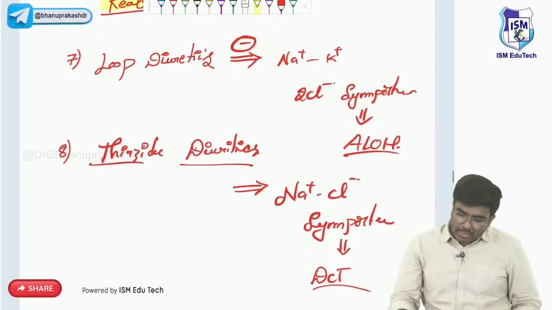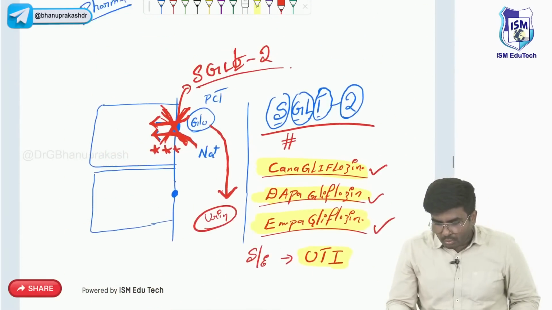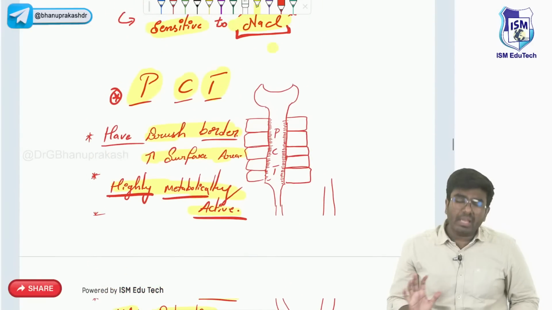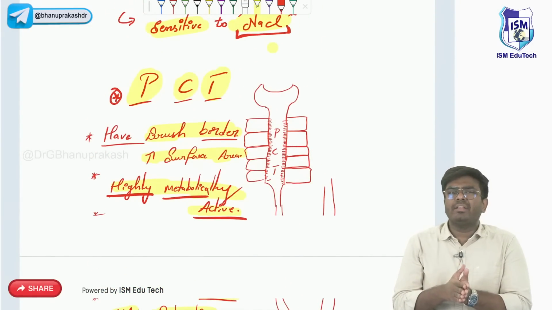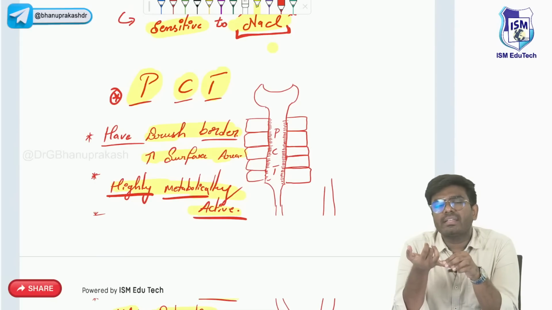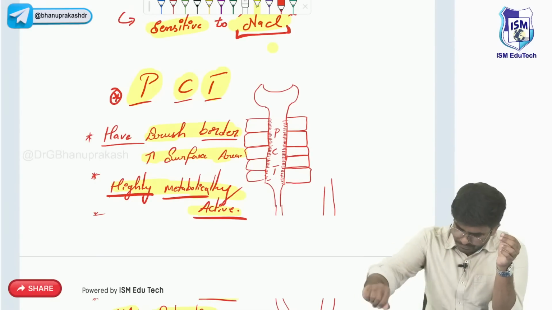Okay, so these are the important points which I want you to know regarding renal. Regarding renal, I just want you to know these things. The other part, especially the aldosterone thing, I have already discussed in the endocrine.